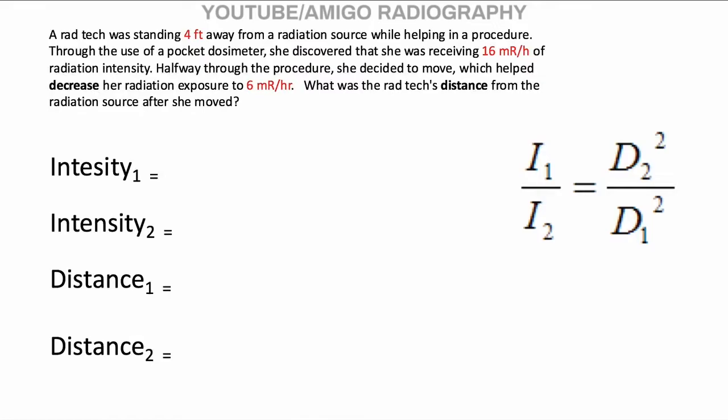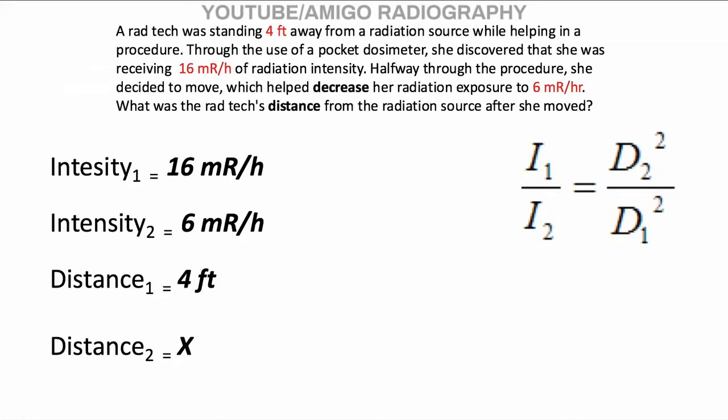As mentioned in the past video, the first step in doing these types of word problems is to write out each parameter of the inverse square law equation from the word problem. After we have pulled the parameters from the word problem, we show that intensity 1 is 16 milliroentgens an hour. Intensity 2 is 6 milliroentgens an hour. Distance 1 is 4 feet, and distance 2 is x. So in this word problem, we are asking to find the distance of the rad tech after she moved.